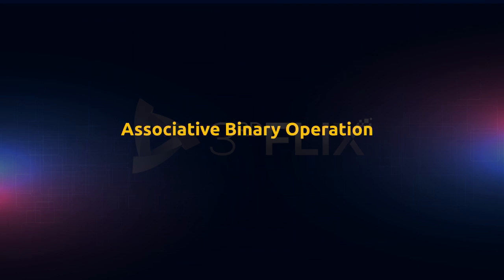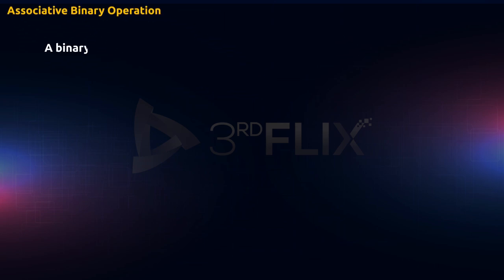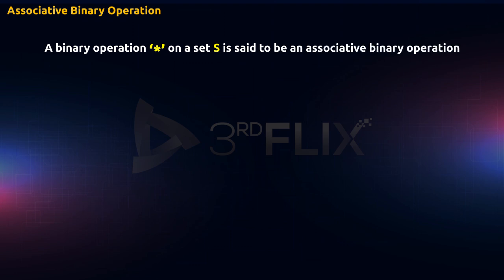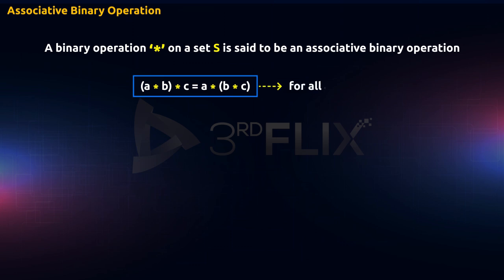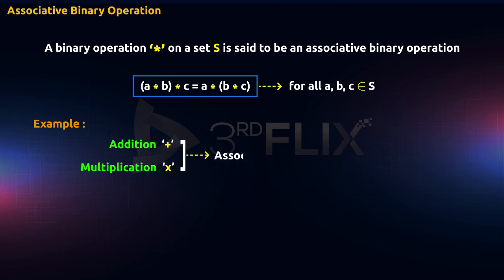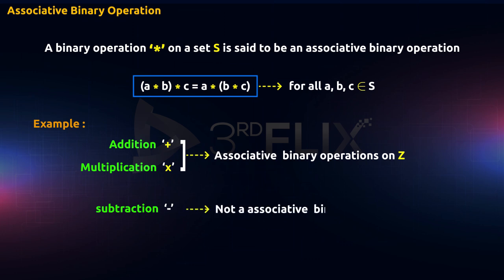Associative binary operation. A binary operation star on a set S is said to be an associative binary operation if (a star b) star c equals a star (b star c) for all a, b, c belonging to S. Example: the binary operations of addition (plus) and multiplication (into) are associative binary operations on Z. However, subtraction (minus) is not an associative binary operation on Z, as (2 minus 3) minus 5 does not equal 2 minus (3 minus 5).